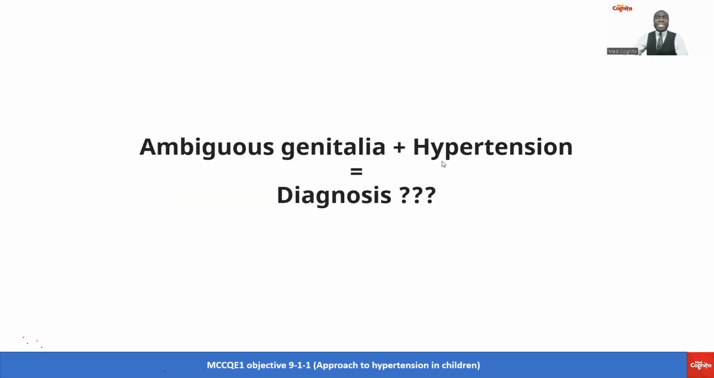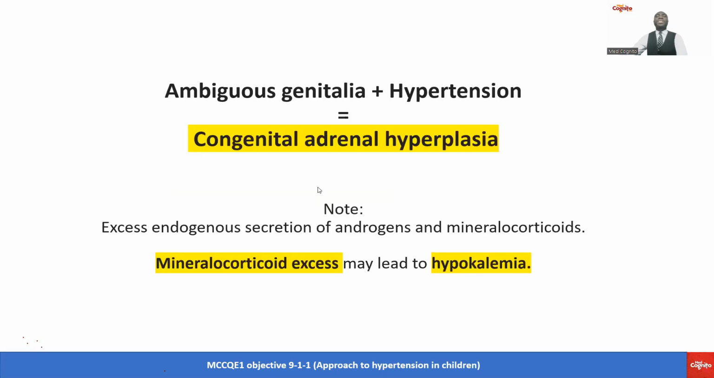If a child has ambiguous genitalia plus hypertension, what diagnosis are you going to think about? Congenital adrenal hyperplasia. One thing I want you to remember is that excess endogenous secretion of androgens and mineralocorticoids is found in children with congenital adrenal hyperplasia, and mineralocorticoid excess may lead to hypokalemia. So ambiguous genitalia plus hypertension plus hypokalemia, think about CAH, congenital adrenal hyperplasia.